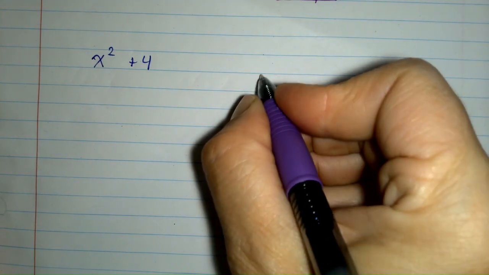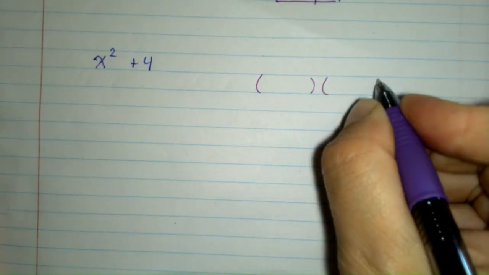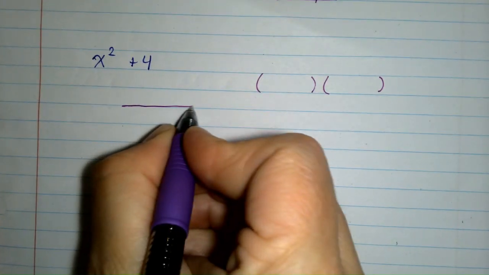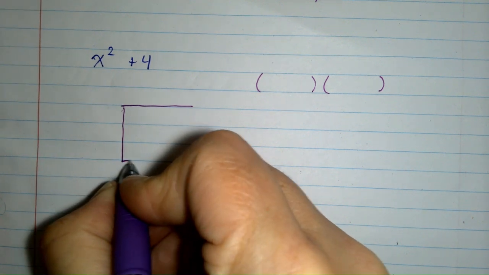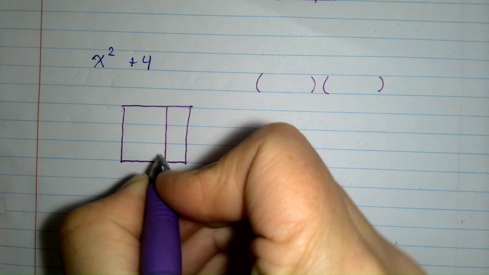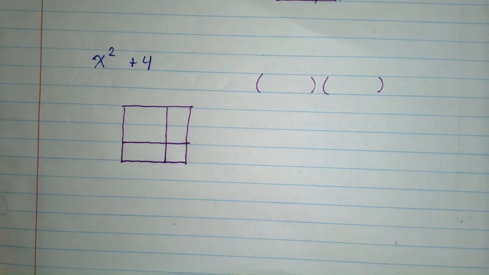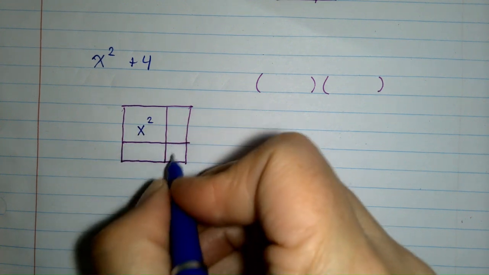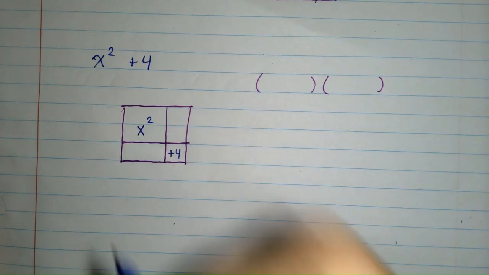Okay, x squared plus 4. We're going to try to reverse that FOIL process. Remember, our goal is to have this. I'm going to go ahead and draw the grid. Okay, we have an x squared, we have a positive 4. These two boxes cancel out.